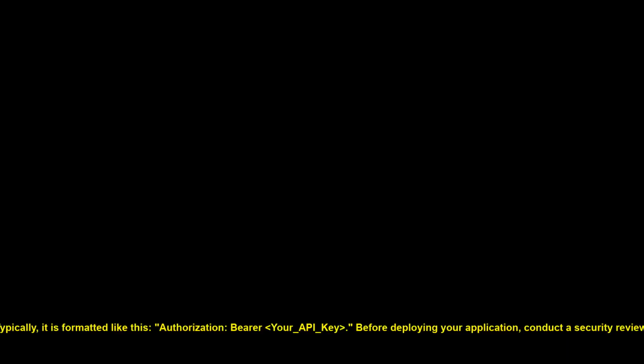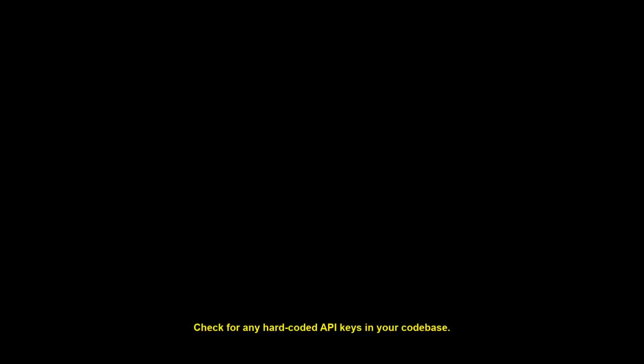Before deploying your application, check for any hard-coded API keys in your codebase. If you find any, replace them with secure methods of storing your keys. Once you are satisfied with your security measures, test your API integration. Ensure the requests are being authenticated properly using your API key.